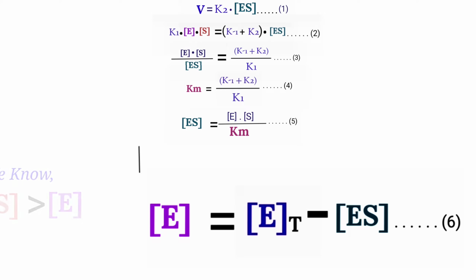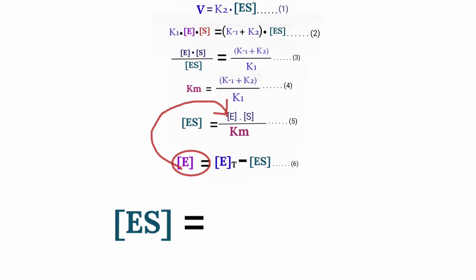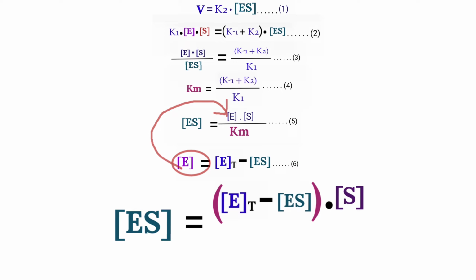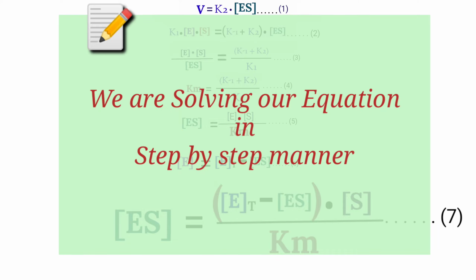equation number 6. So after substituting our equation number 6 in equation number 5, we will find the enzyme substrate complex equals, in brackets, total enzyme minus enzyme substrate complex, bracket close, multiplied by substrate concentration and divided by the Km, which is now our equation number 7. We are solving our equation in a step by step manner.